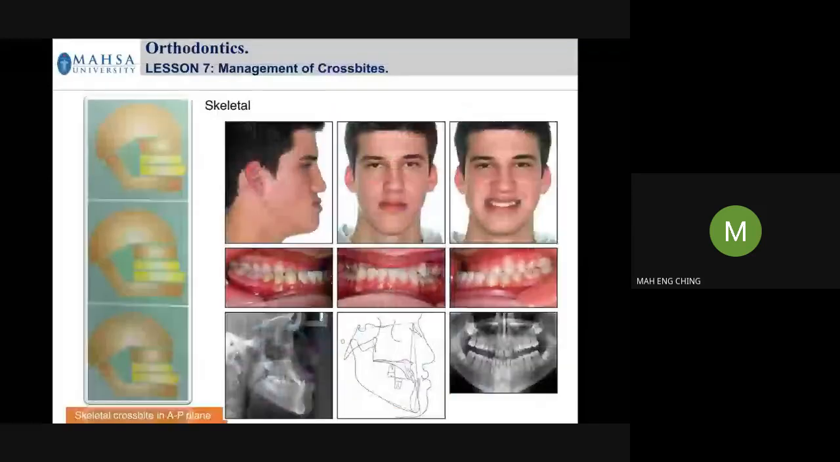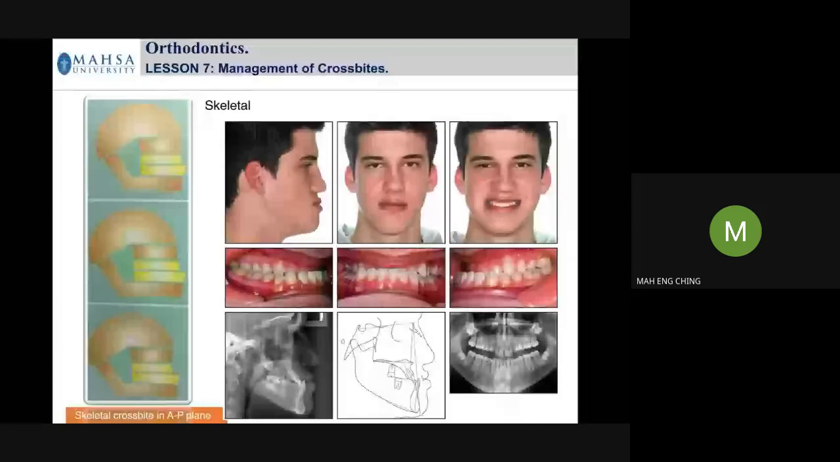So if you're class 1, then most of the time it is dental crossbite. If skeletal, either class 2 or class 3, that's considered skeletal crossbite. A typical example is class 3. Look at these pictures. You can see the severity of the crossbite is quite bad, and the patient has anterior crossbite that extends all the way back to the posterior teeth. In this case, we have unilateral posterior crossbite on the right side.